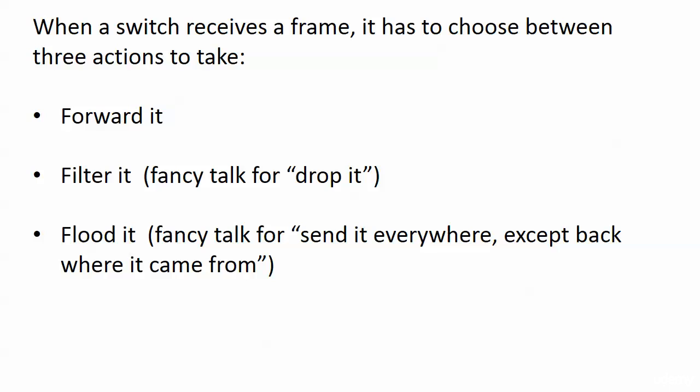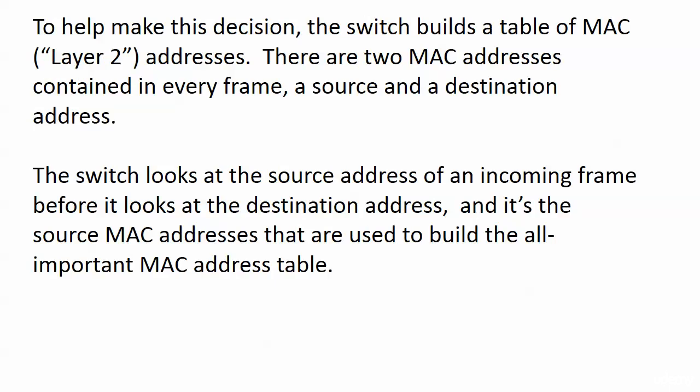When a frame comes in on a switch port, the switch has to choose between three actions: to either forward the frame, to filter it, which is fancy talk for dropping it, or to flood it, which is fancy talk for send it everywhere except back where it came from. We're going to see all three of those scenarios here in a walkthrough and then in some labs.